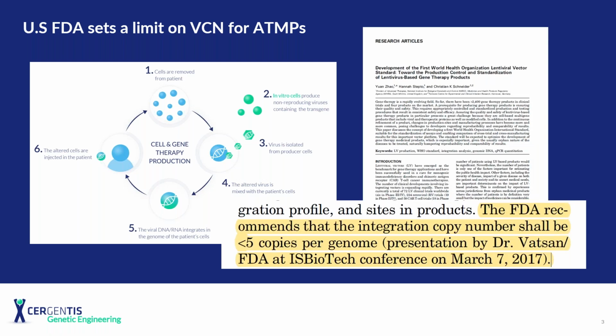Therefore, vector copy number per cell represents a critical validation parameter for product characterization during ATMP manufacturing. Studies have shown that the risk of oncogenesis increases with higher copy number per cell. Due to this reason, the FDA recommends limiting vector copy number to up to 5 copies. Therefore, droplet digital PCR, or ddPCR, has proven to be an accurate method to precisely quantify the number of vector copies integrated per cell.